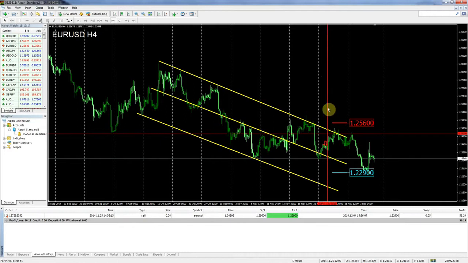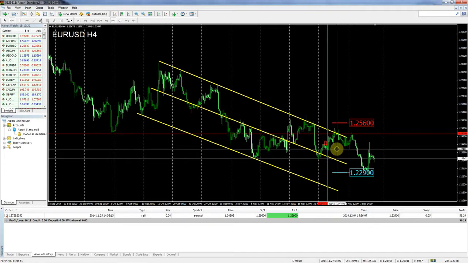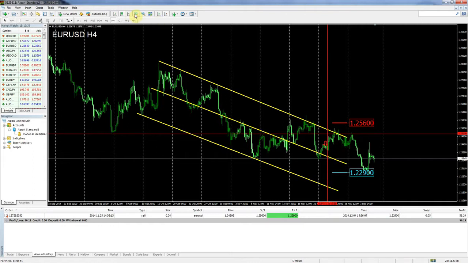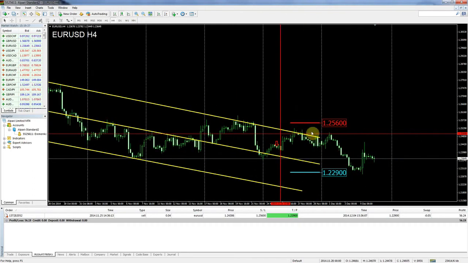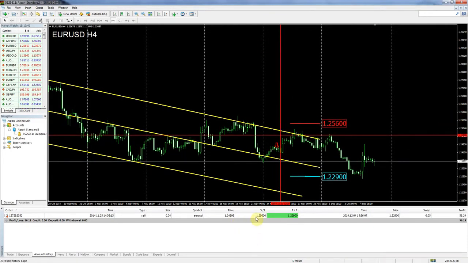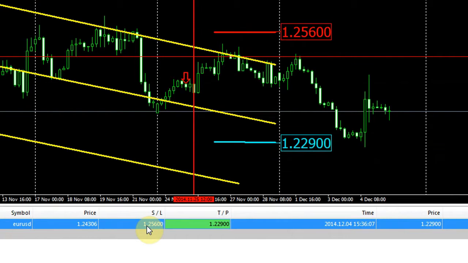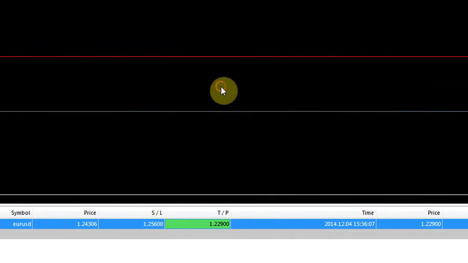As you can see here, I've marked the time when we entered the trade with a vertical red line, and that was on the 25th of November 2014 at around 12 p.m. server time, and we entered a sell order. So what happened after that, I'll just zoom in a little bit. Our stop loss was set over there, our take profit was set here. So before we continue, I'm going to take this order and drag it onto the chart, and you'll see what will happen.